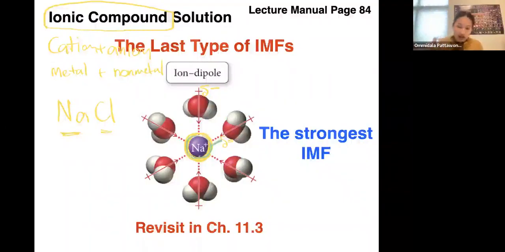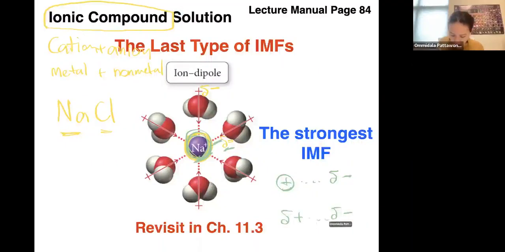The reason is that hydrogen bonding is the interaction between partial charges, partial negative and partial positive. But this one involves a full ion, because sodium has already lost an electron to chlorine or another non-metal. So sodium itself has a full charge, not a partial one. The interaction of a full charge particle with a partial charge is going to be stronger than one between partial positive and partial negative.